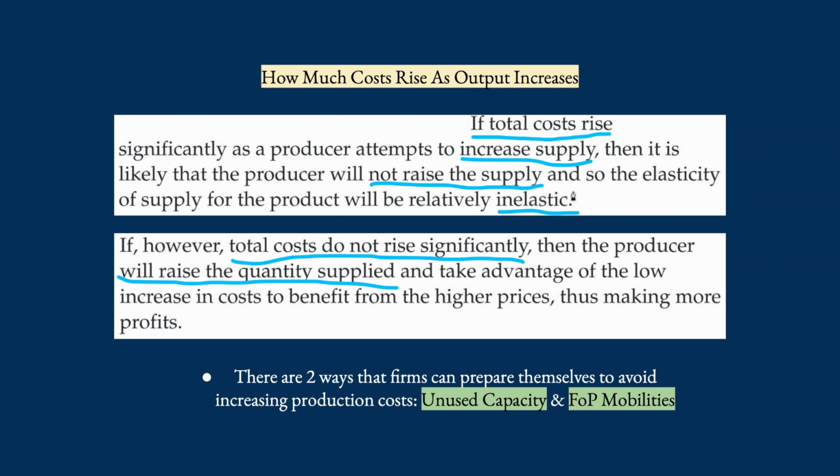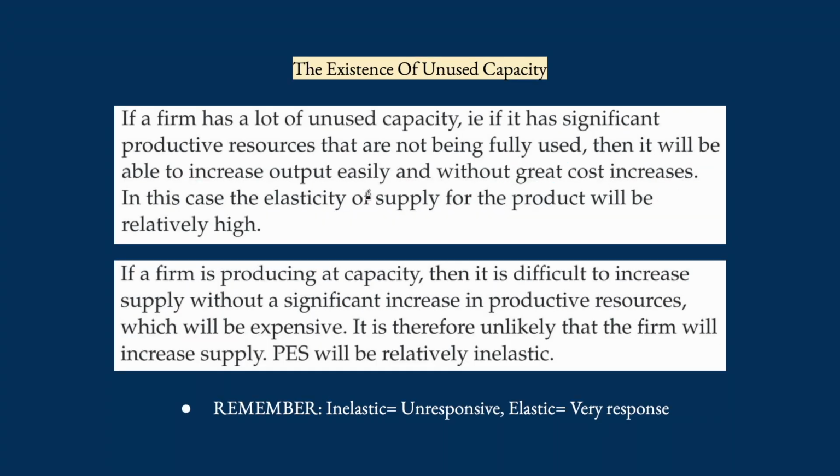Now, this huge problem of total costs rising as output increases for firms and suppliers has been a problem for many, many years, ever since suppliers have been around. However, there are two very clever ways in which firms already prepared themselves to avoid increasing production costs that would happen here so that they can continue to supply as much as possible, okay? And those are going to be divided into two categories of unused capacity and factor of production mobilities. All right, the first is going to be the existence of unused capacity, okay?